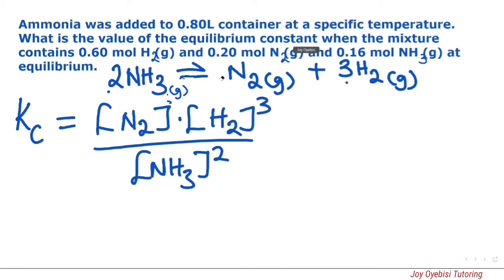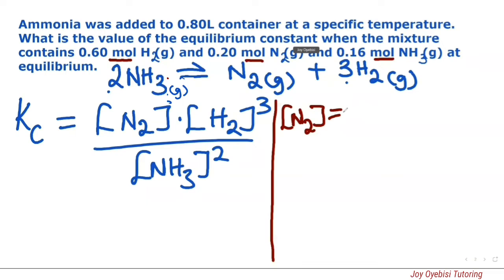All right, so after writing the equilibrium constant expression, the next step will then be to put in our concentration. But then if we look at the question, we were not given any concentration, okay? This is moles, number of moles. The unit for concentration is mole per liter. Therefore, we have to calculate the concentration of the molecules involved in this reaction.